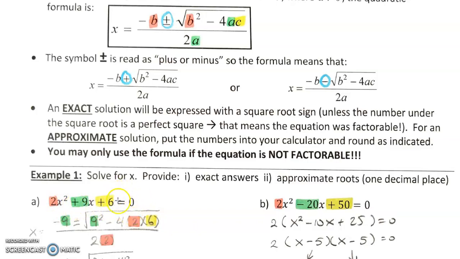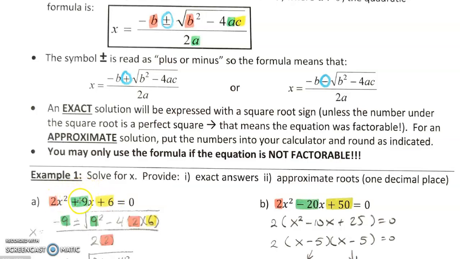So that's very nice. It equals 0 already, and everything is in the right order with the x squared first, then the x, and then the number that has no x's. So I can easily see my a value, which is 2, my b value, which is 9, and my c value, which is 6.